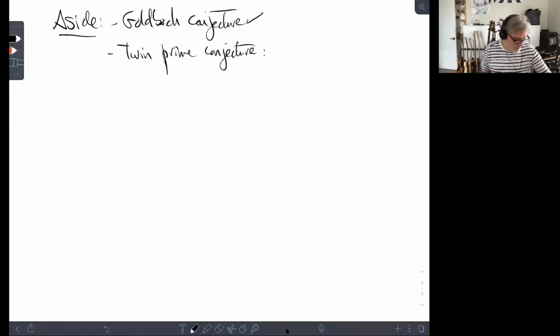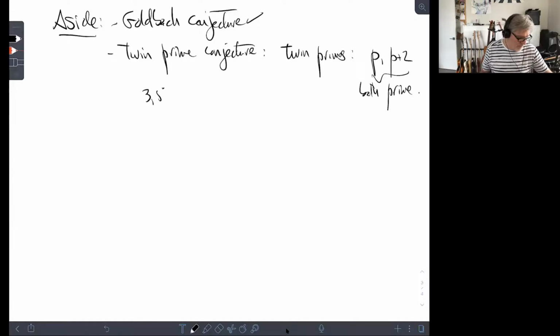So twin primes, that's P and P plus 2 are both prime, right? So for example, 3 and 5, 5 and 7, 11, 13, 29, 31, and so on. Question: are there infinitely many pairs of twin primes? Nobody knows.